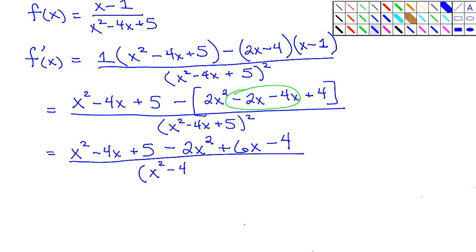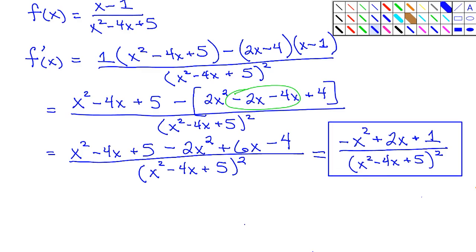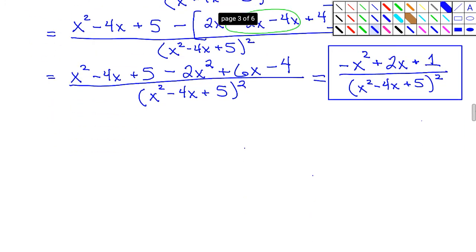The bottom is the same. And then we combine. We get negative x squared plus 2x plus 1 divided by (x squared minus 4x plus 5) squared. And that's the first derivative. Put a little box around that. Now let's find the second derivative. And we'll take the derivative of the first derivative.